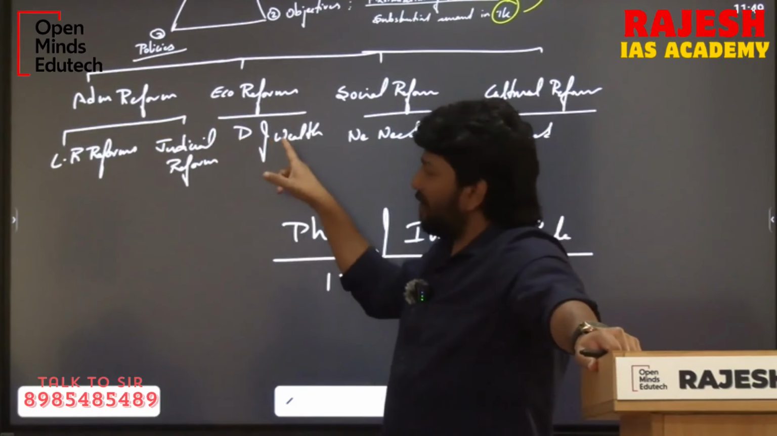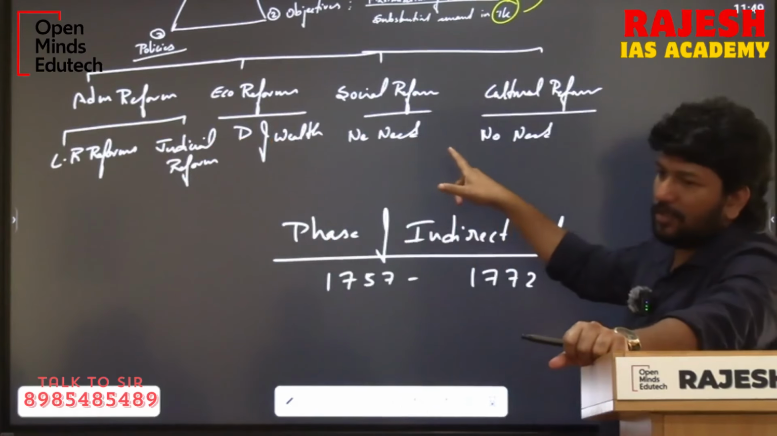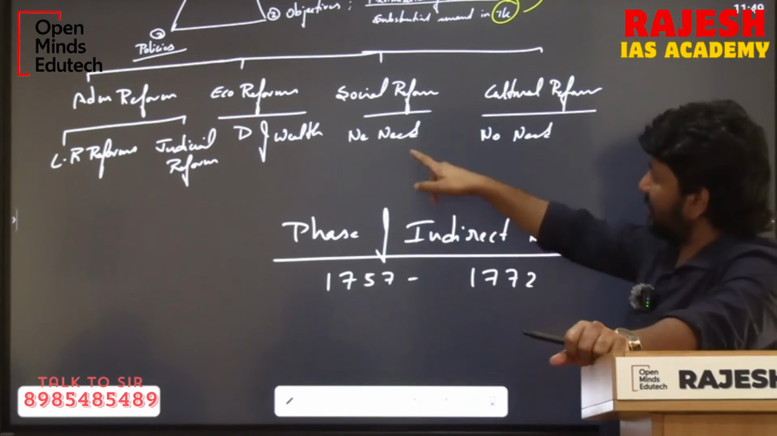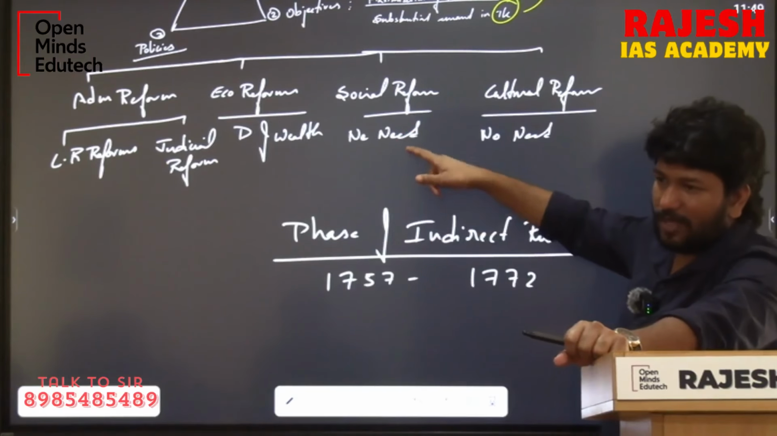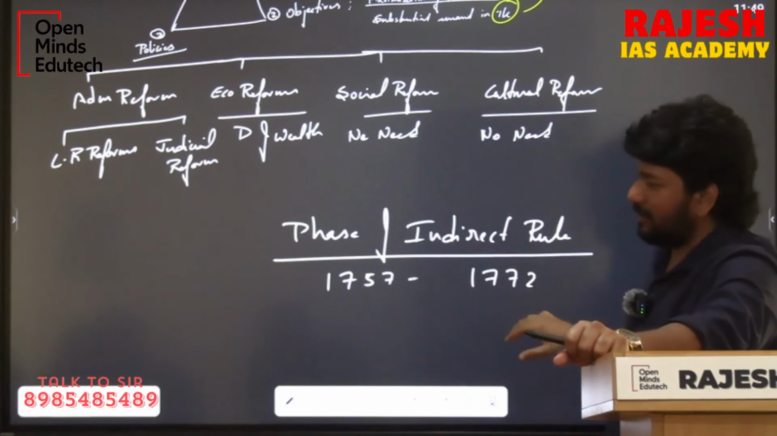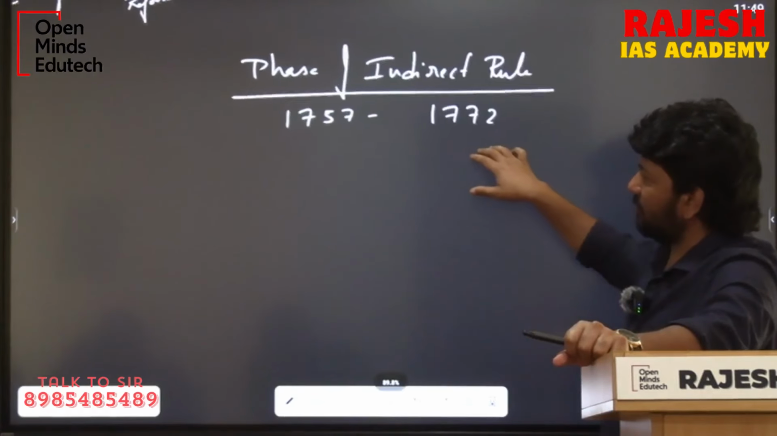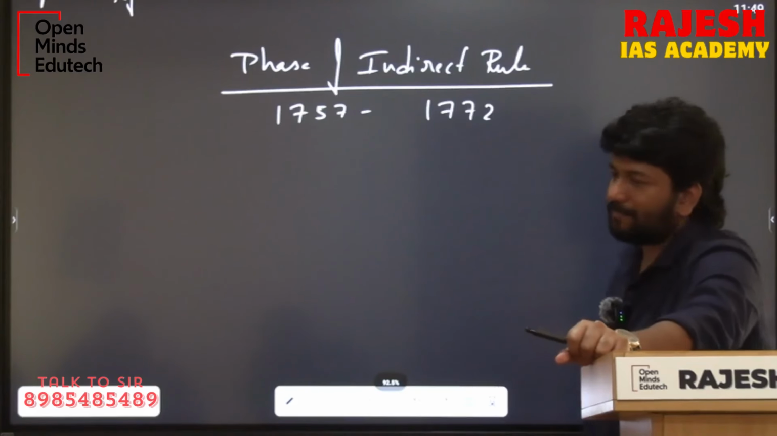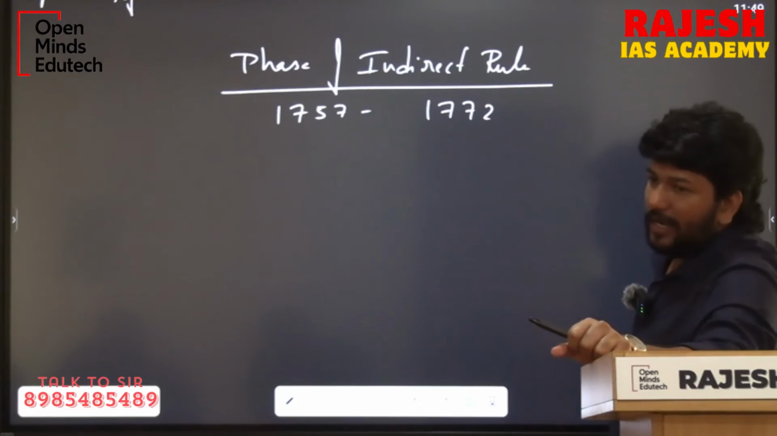Then I will discuss economic reforms. Then I will discuss social reforms. I will discuss why they have not done the social reforms. We will discuss all these things. Put the heading administrative reforms. In administrative reforms, first one, phase of indirect control.